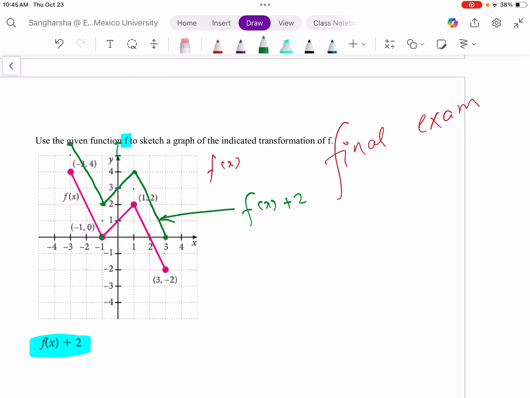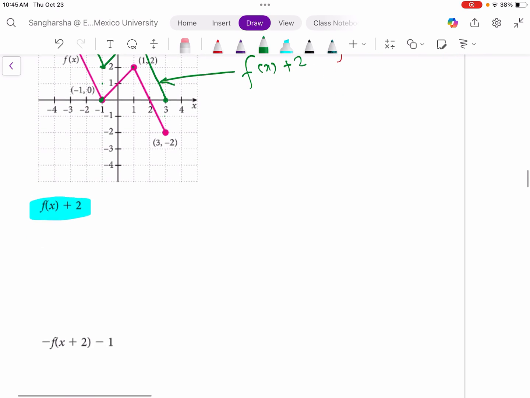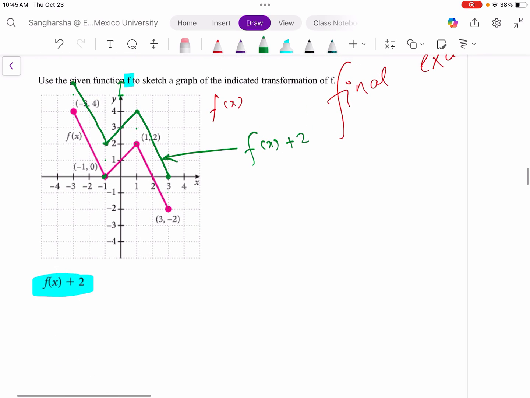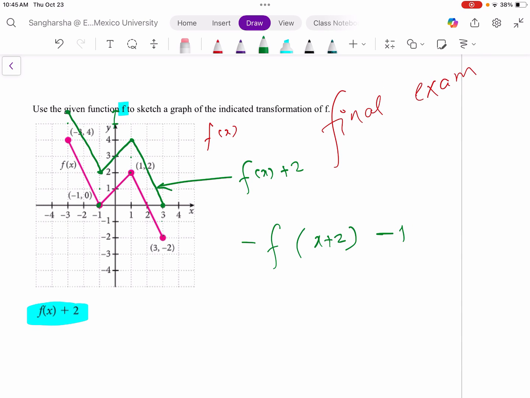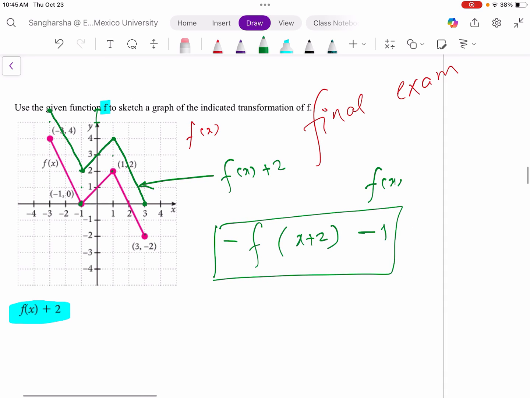Now what do we have next? So next, let me write down here, we have part B, f of x plus 2 minus 1. Now how do we get this expression from f of x? How can we get it? We have f of x and we need to get this.